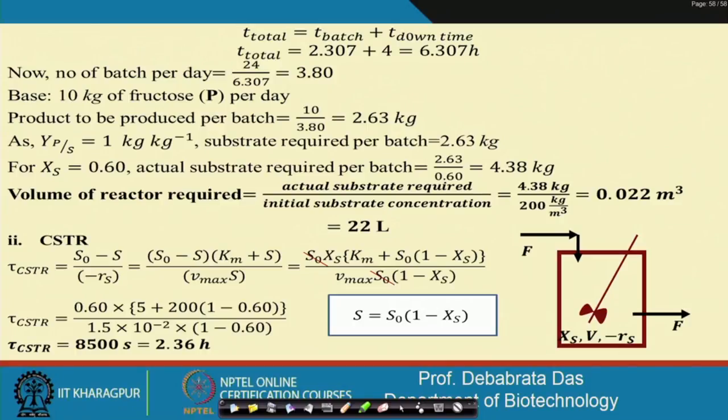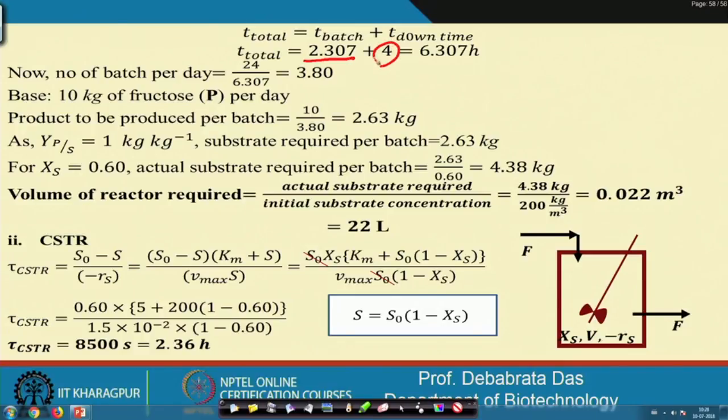Now, here again I told you that one of the drawbacks of the batch process is the downtime, because when you run a batch, after the completion of one batch you have to run another batch. So naturally you require some time, because you have to take the material out, clean the vessel, and refill the vessel. For that you require some time, which we consider as downtime. So that downtime we have to consider. Here we have found this is 2.307 hours, but you have downtime of 4 hours. So the total time of the batch process comes to how much? 6.307 hours. Am I right?